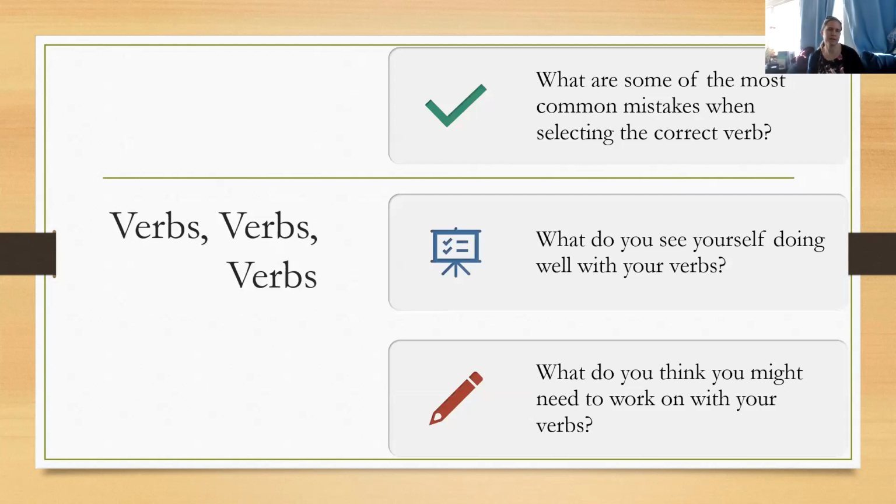So I want you to stop and think: what are some of the most common mistakes when selecting the correct verb? What do you see yourself doing well with your verbs? And what do you think might need to be worked on when it comes to your verbs and verb usage?